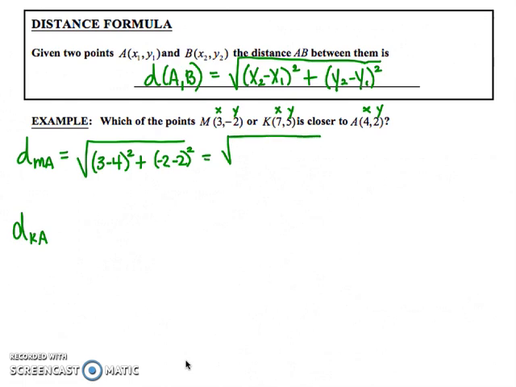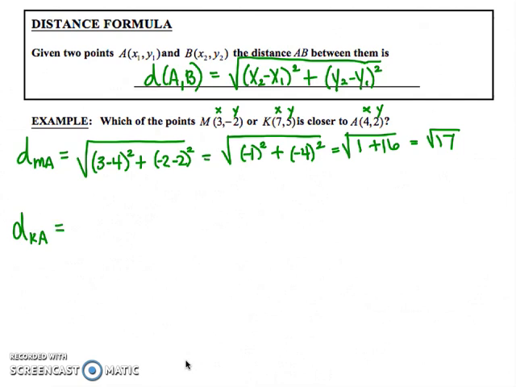Simplifying underneath the radical first inside the parentheses, 3 minus 4 is -1. So we have -1 squared plus -2 minus 2 more is -4 squared. Now doing the squaring, -1 squared is 1, -4 squared is 16, and then finally 1 plus 16 is 17. And we can just leave our answer in radical form because we'll be able to compare distances in that form.